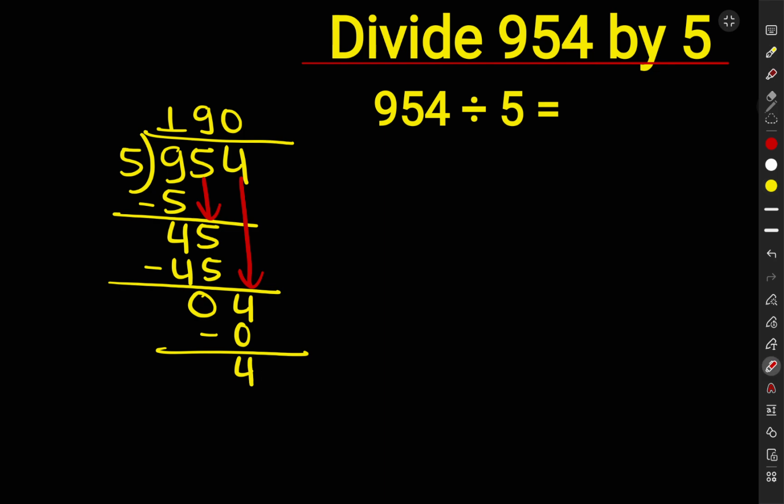So now we don't have any number to put down. So we put a decimal here so that we put 0. So it is 40 and 5 times 8 is 40. On subtracting we get 0.